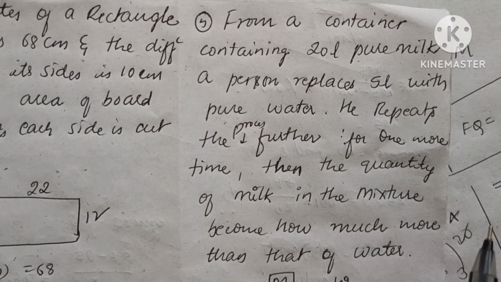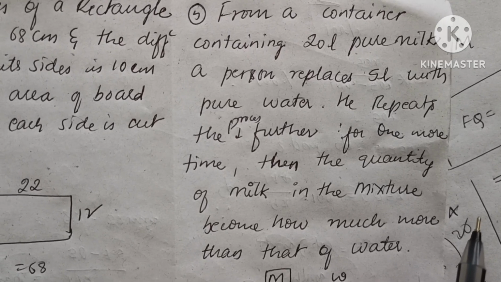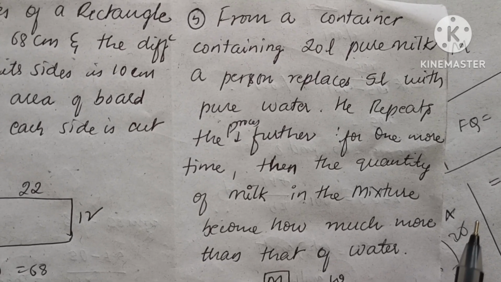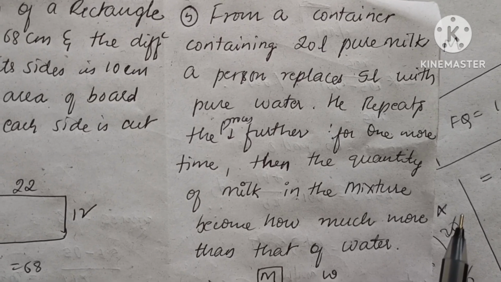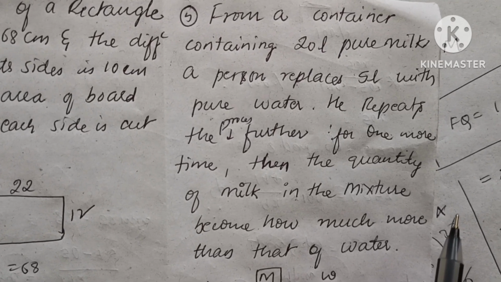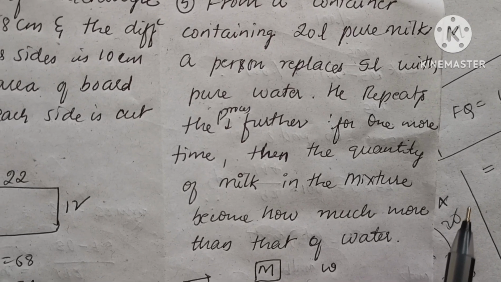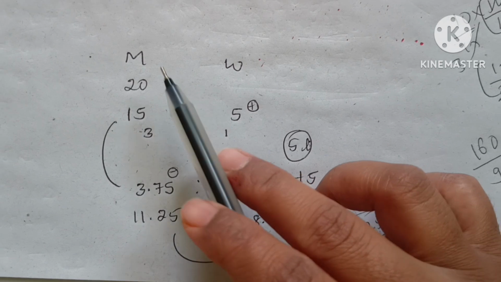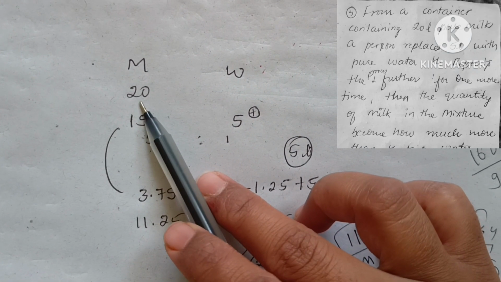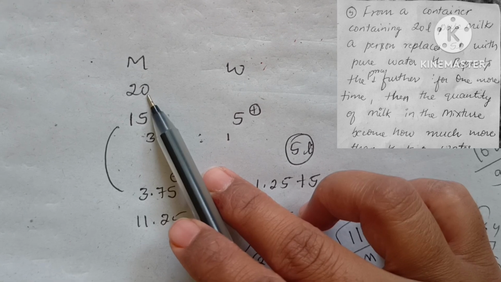So next, from a container containing 20 liters of pure milk, a person replaces 5 liters with pure water. He repeats the process one more time. Then the quantity of the milk in the mixture becomes how much more than that of water? As you can see, initially there was 20 liters of milk, only pure milk was there.